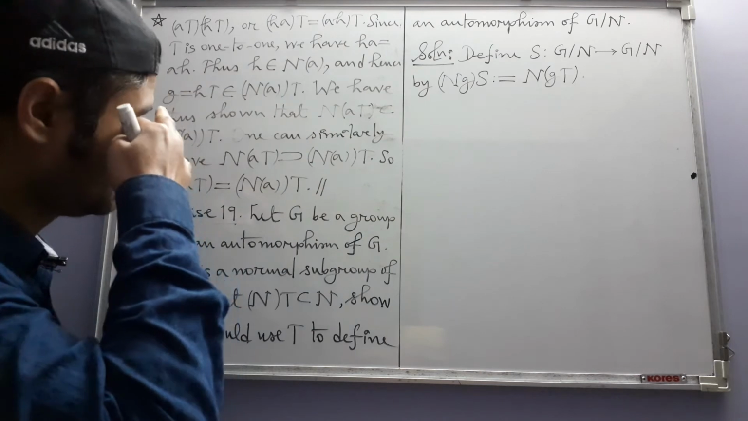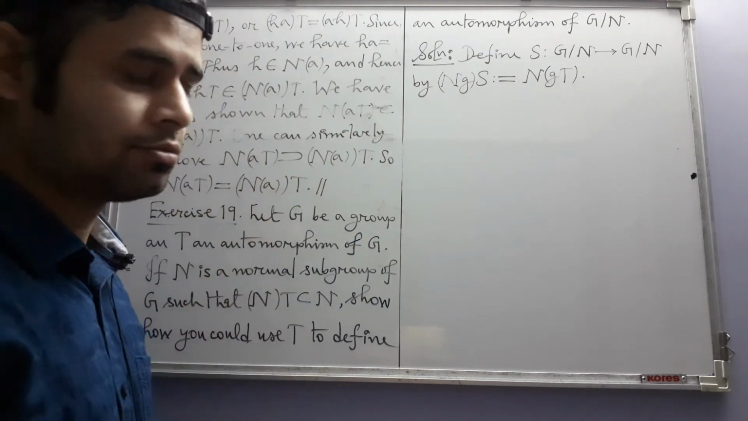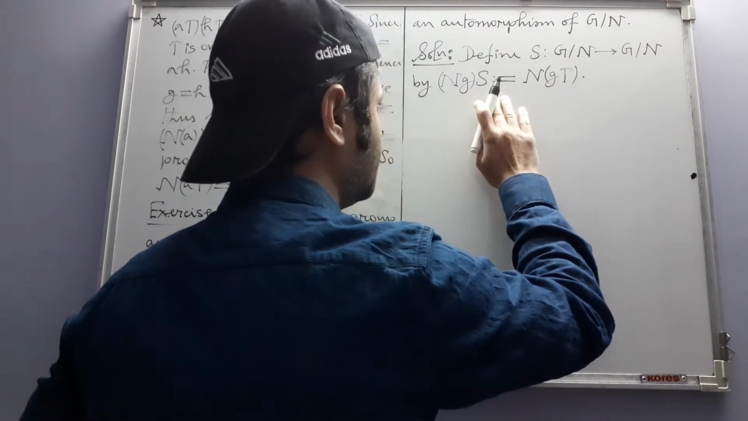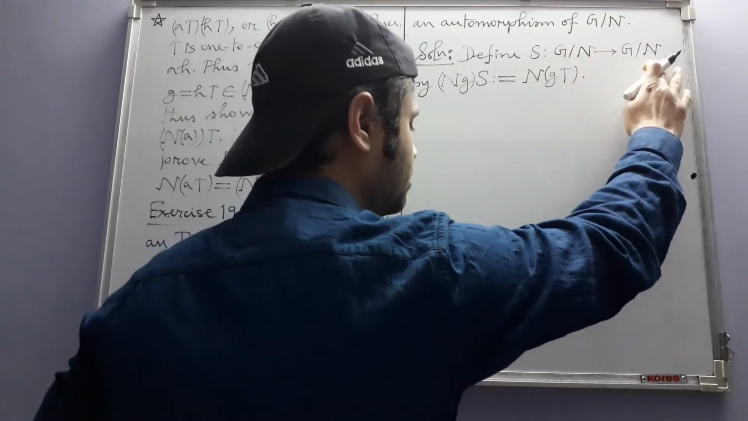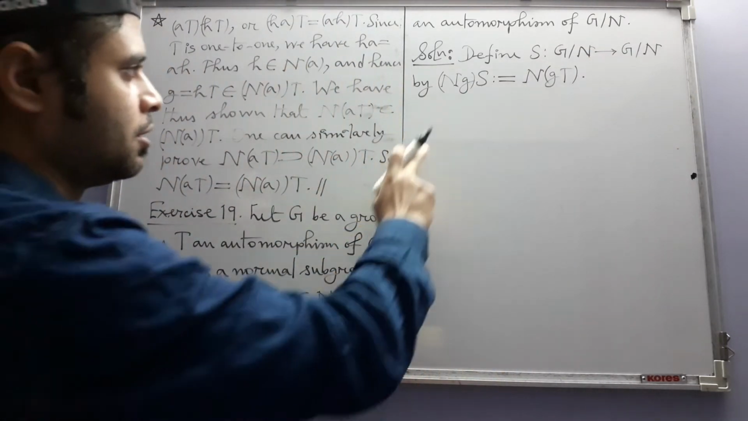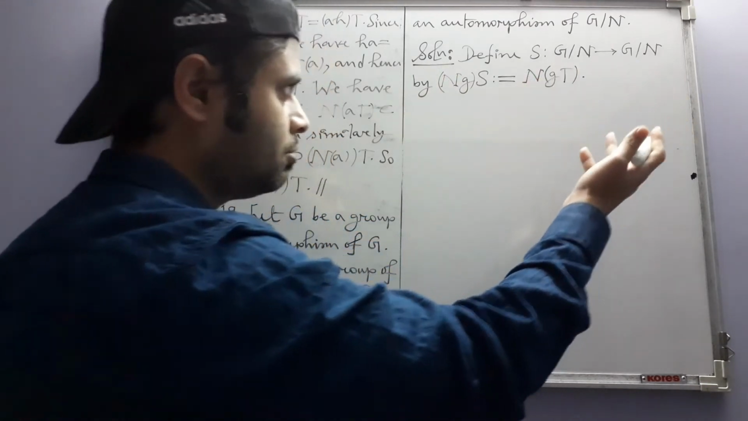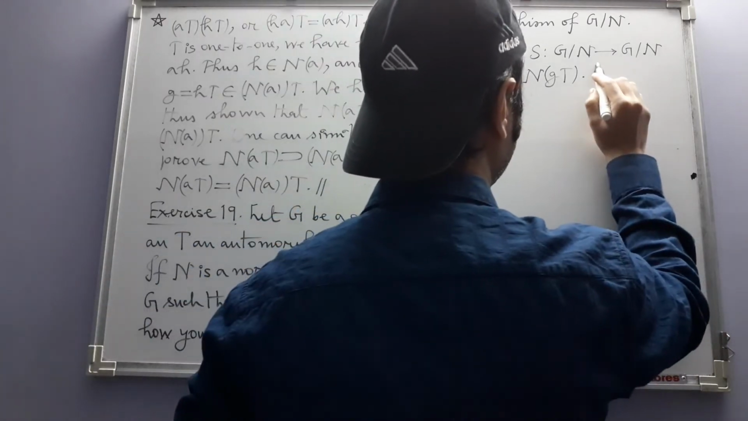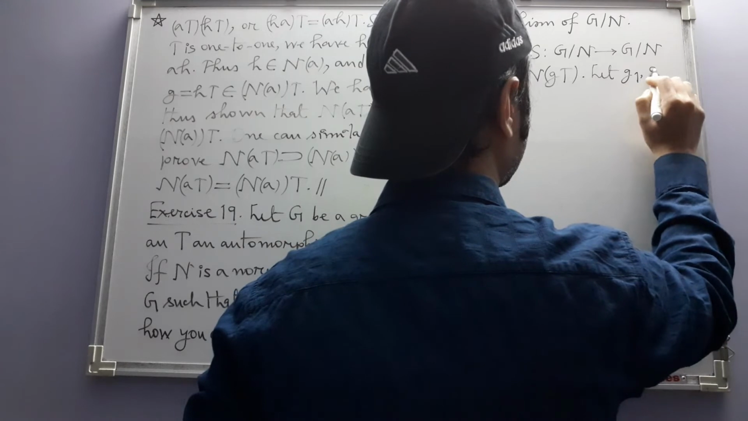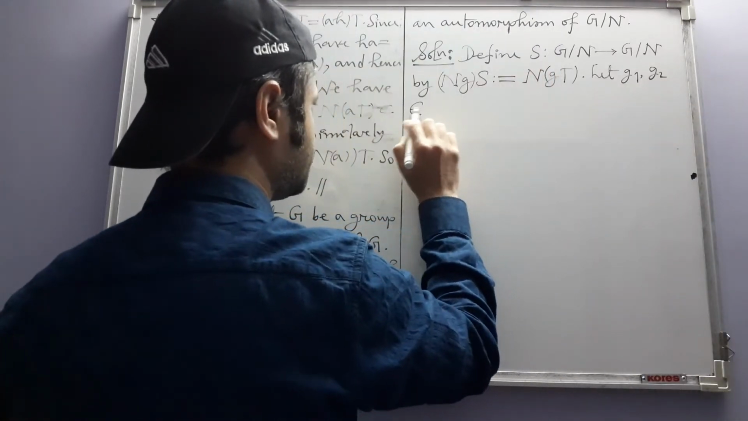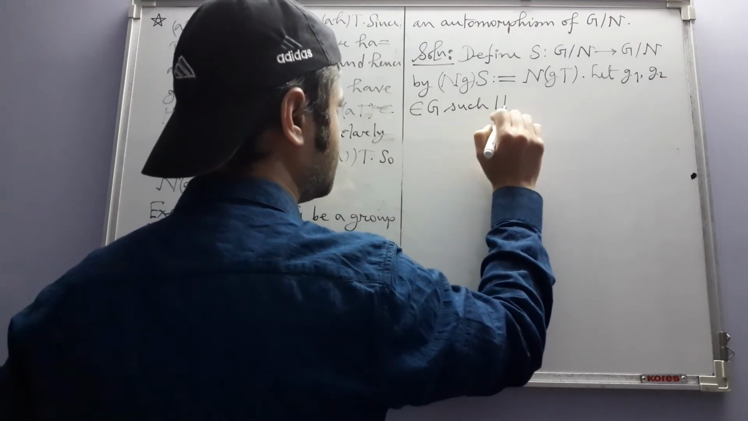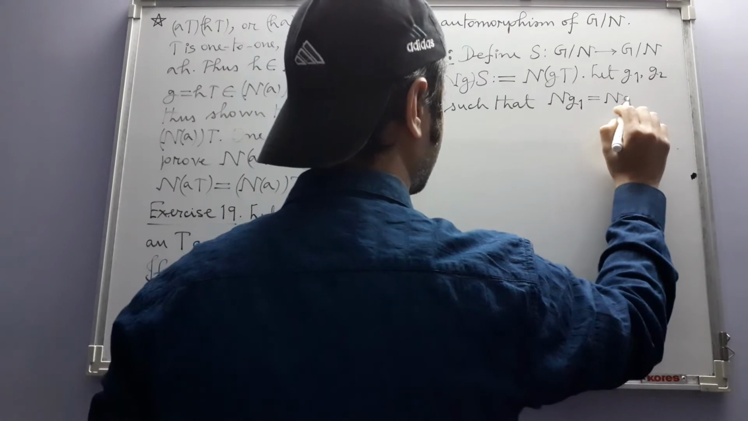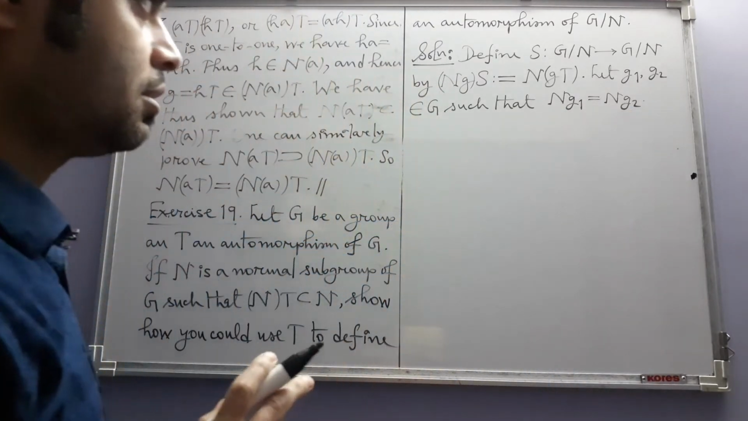Okay, now having defined S, our next job is to show that S is well defined. There is no problem in whether S maps elements into this set. We can see that that is the case. Whatever Ng is, this image belongs to G by N. Now we need to show that for a given Ng, this image is unique. So let g1 and g2 be two elements in G such that these two right cosets are equal. So now we want to show that their S images should also be equal.